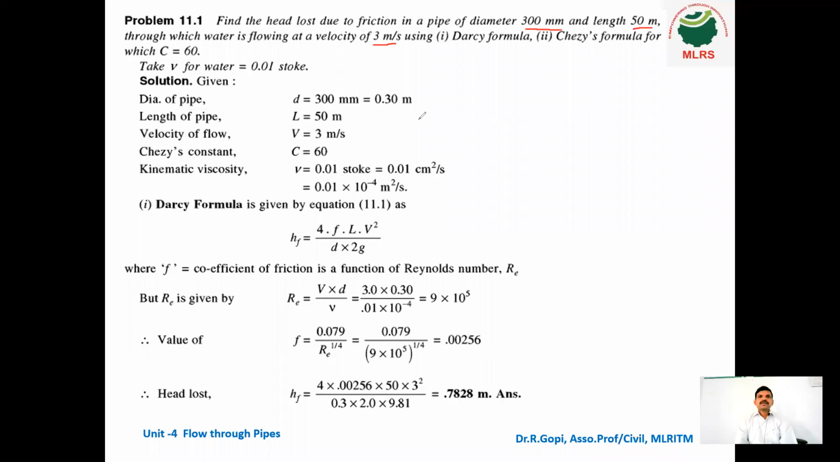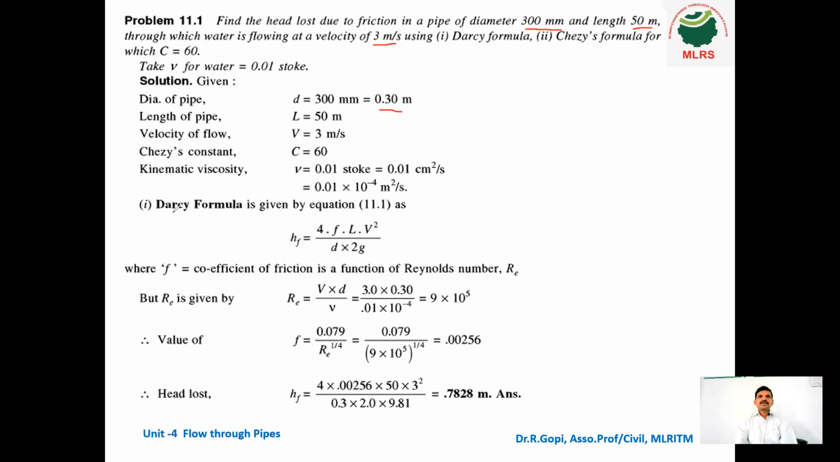So let us see how to solve this problem. First write the data given. D they have given in mm, you must convert it into meter. The length of the pipe is 50 meter, velocity of flow is 3 meter per second, and Chezy's constant C is equal to 60. Kinematic viscosity they have given in stoke, so remember the unit first. How to convert stoke into meter square per second? You have to multiply it by 10 power minus 4.